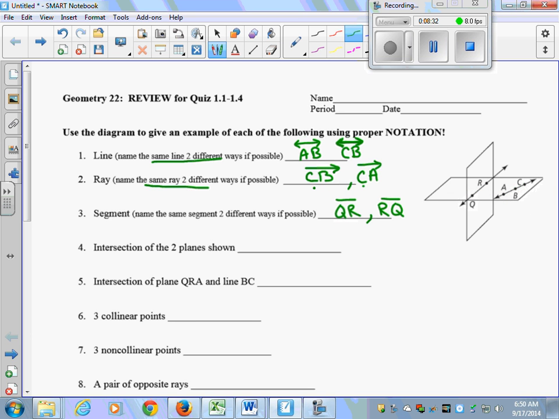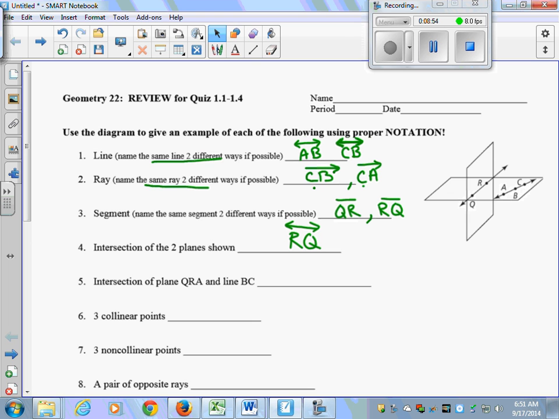Okay, the intersection of the two planes shown, they come together right at this line, and since planes go on forever, you have to name that as a line this time. Arrows on both sides because these planes go on forever, and so does the line. The intersection of plane QRA and line BC.